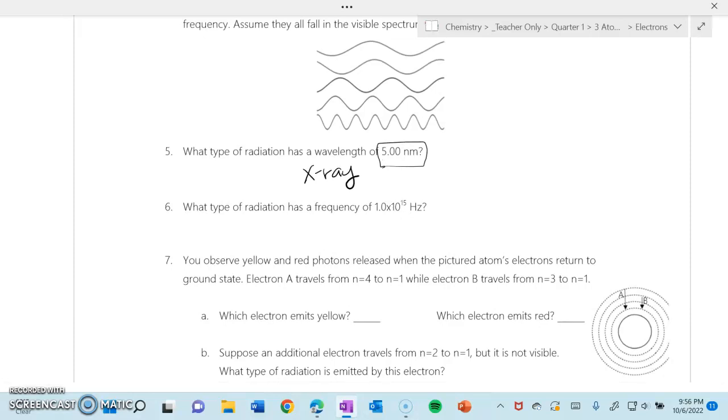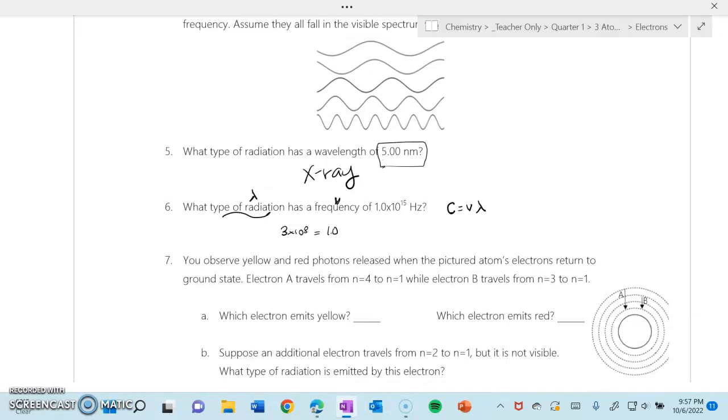Number 6 actually has some calculations in it. What type of radiation has a frequency of 1.0 times 10 to the 15th power hertz? What type of radiation? Let's look for wavelength so we can compare it in our table. And this is frequency. We know that these two are related by the speed of light. So we're going to use this equation. And the speed of light is always the same value.